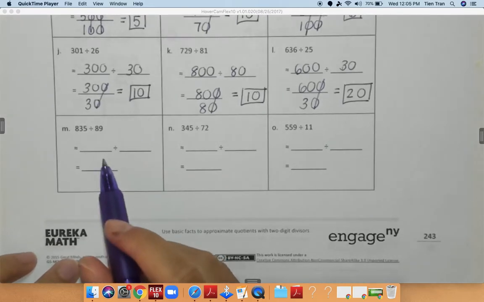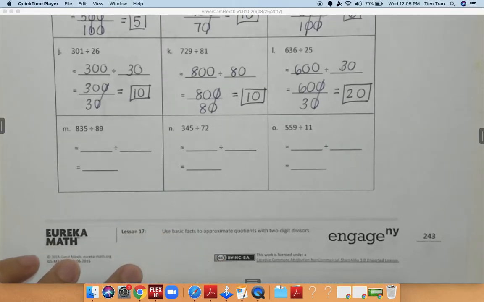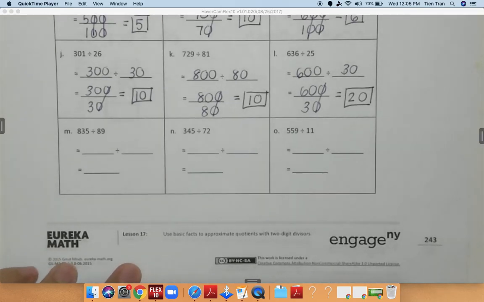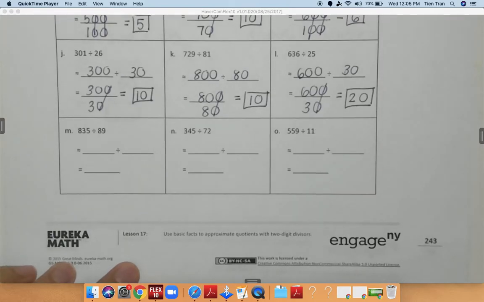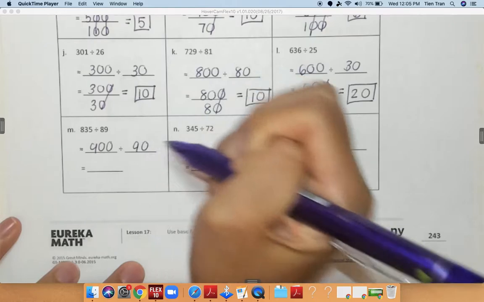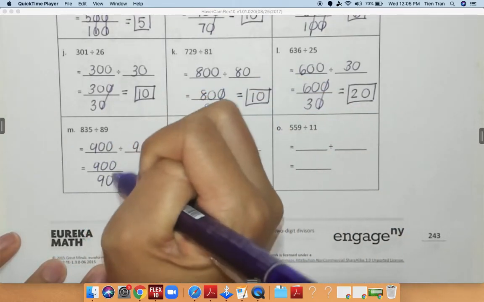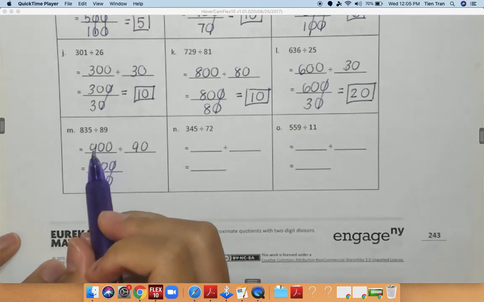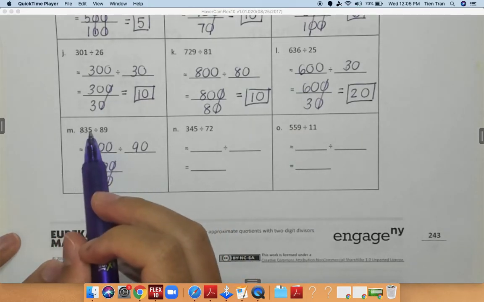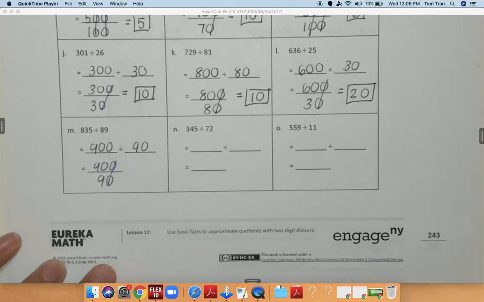Now over here, I have 835 divided by 89. So I'm going to make sure that I am rounding that. Sorry, I need to move paper around. 835 can be rounded to 900 and 89 can be rounded to 90. 900 divided by 90 is easier than if I were to write this as 800, even though 835 is closer to 800, right? So that's why I did that.